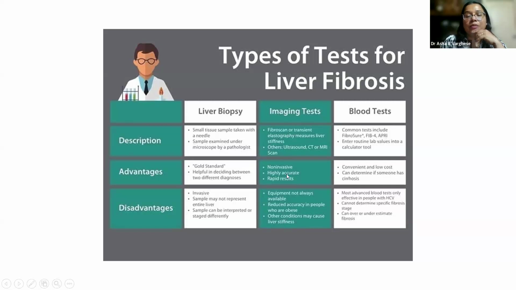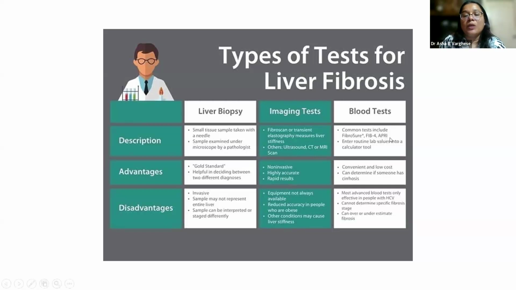Imaging tests, we'll study these further. Fibroscan or transient elastography measures liver stiffness. Others are ultrasonography, ultrasound, CT or MRI scan. These are non-invasive. They are highly accurate and the results are very rapid. Equipment is not always available. So what are the disadvantages? This is very expensive equipment. It might not be easily available.